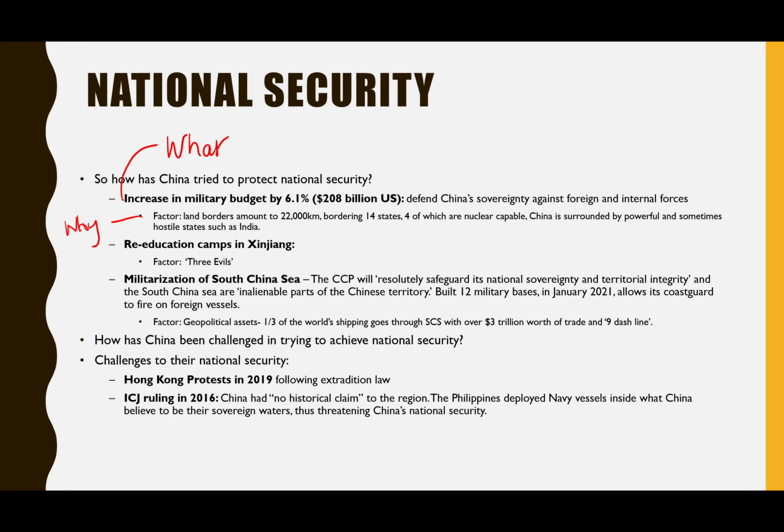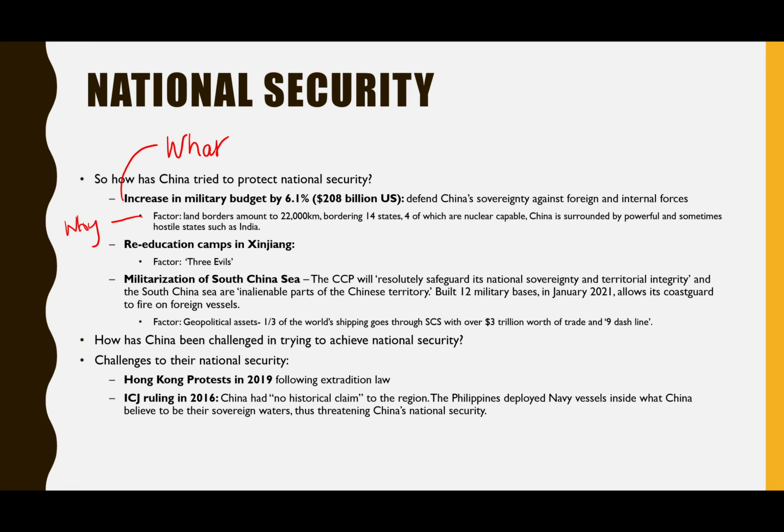Also, China has created a campaign called the Three Evils that they are trying to crack down on. Those three evils are separatism, religious extremism, and international terrorism. So they believe that the Uyghur people fit into the three evils. That's why they are going after them.